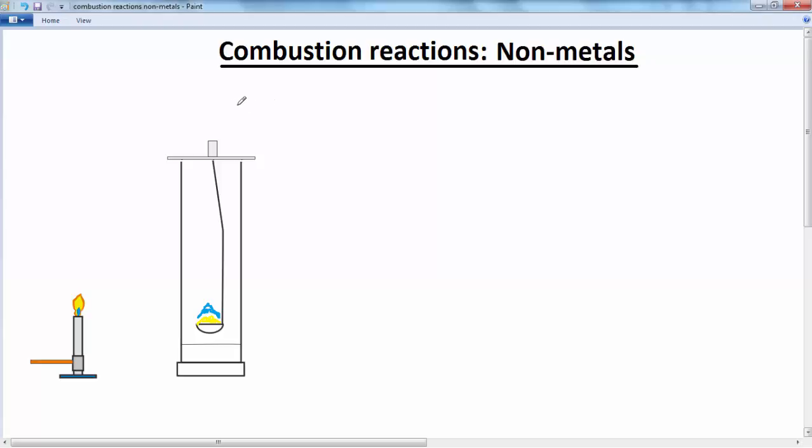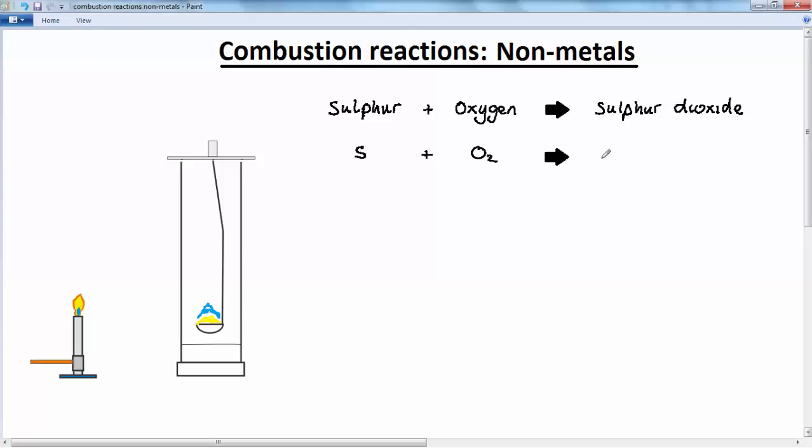So we have sulfur, let's write out the word equation. Sulfur plus oxygen gives us sulfur dioxide. We can write out again the symbol equation for that. Sulfur is S, and then again oxygen, remember, is O2. So this is a simple equation really. Sulfur plus oxygen gives us sulfur dioxide, which is SO2.